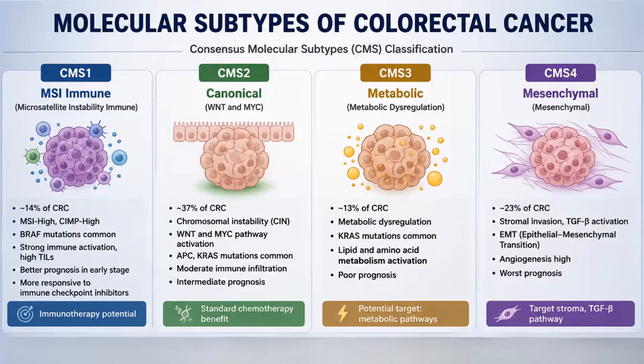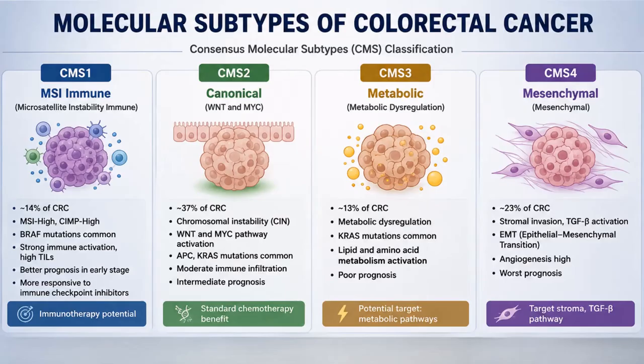So based on this, we also have a CMS classification for molecular subtyping of colorectal cancer. CMS is consensus molecular subtype. One is like I, you can remember it that way. So one is immune, two is canonical, which is the WNT and MYC pathway, which is basically your CIN. CMS1 is MSI, which is also associated with BRAF mutation sometimes. If it's only MSI, you have better prognosis in early stage and more responsiveness to immune checkpoint inhibitors.